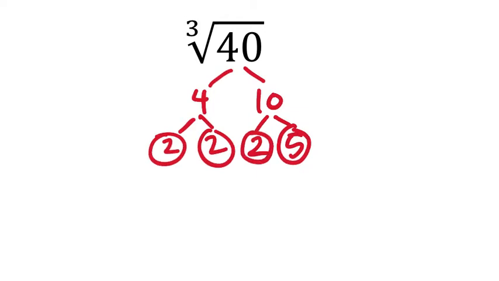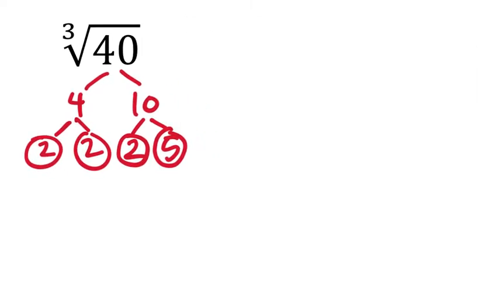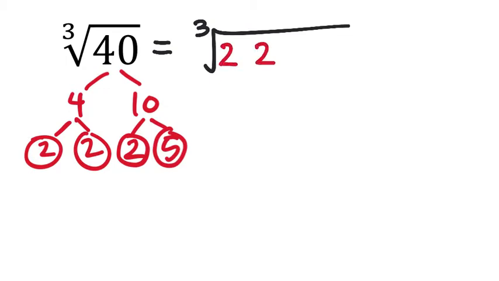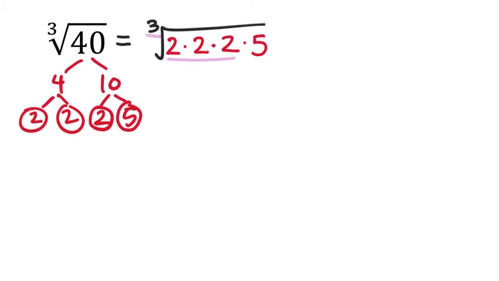And since we've circled the end of each of these branches, this means we've finished finding the prime factors of 40. So instead of writing it as the cube root of 40, I'm going to write it as the cube root of these factors, 2, 2, 2, and 5. So we'll multiply all 4 of these. And remember, here since the index is 3, I'm looking for a triple match, which is these 3 2s right there.